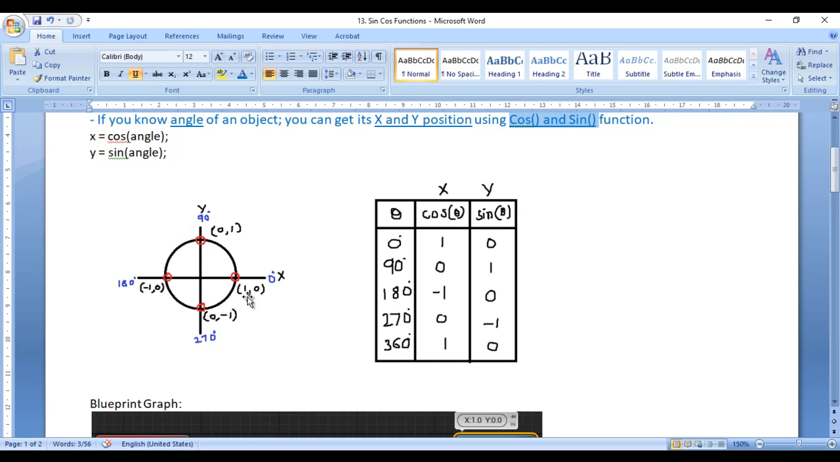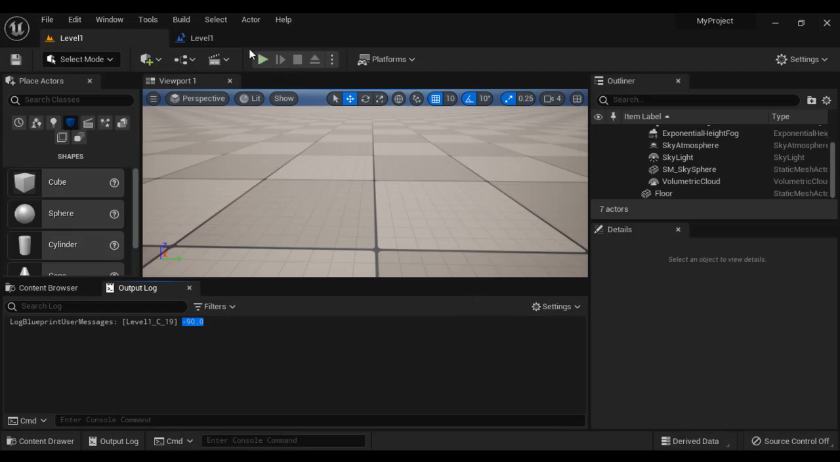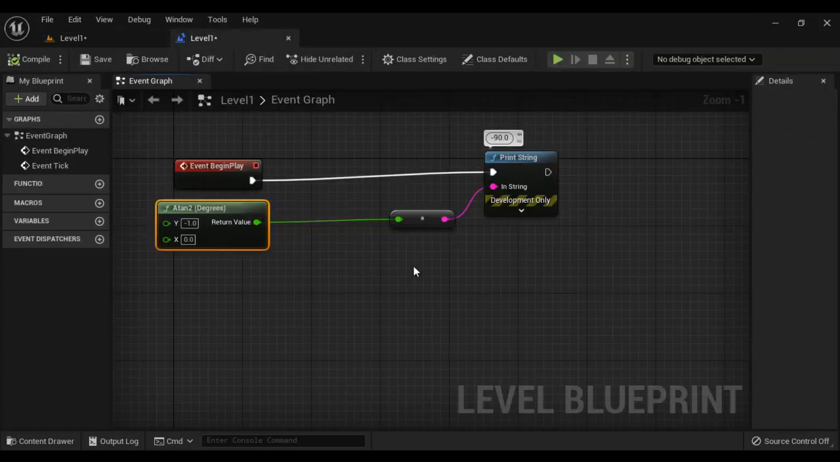So the atan2 function returns the angle between minus 180 to plus 180, but I want the angle between 0 to 360 degrees. When I give x and y position to atan2, it should give us 270 degrees instead of minus 90 degrees. Okay, how do we do that? For that, we use a simple math.